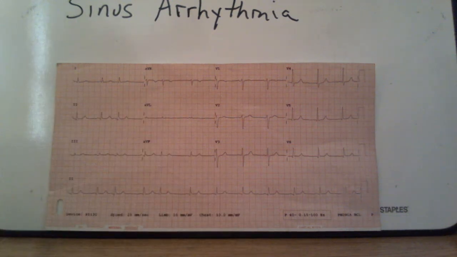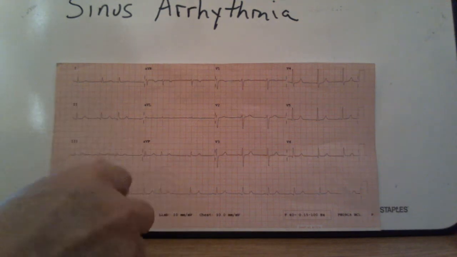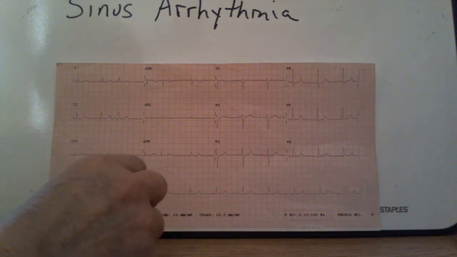This is a very normal rhythm. There's nothing wrong with it. It is irregular, but it is a sinus rhythm. It originates in the SA node and it goes down to the AV node. So there are PR intervals. They're kind of tough to see. If you look at them, they're right here.